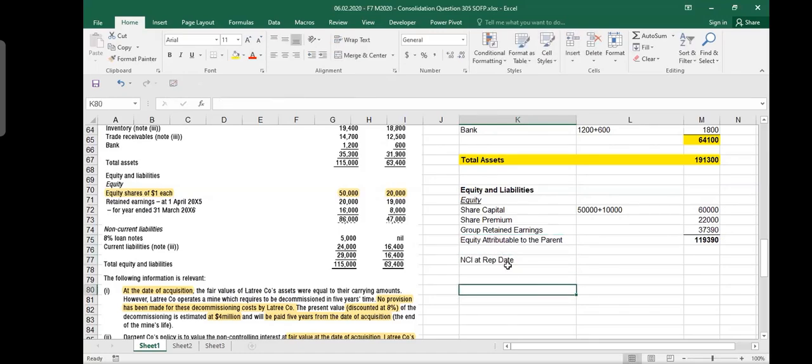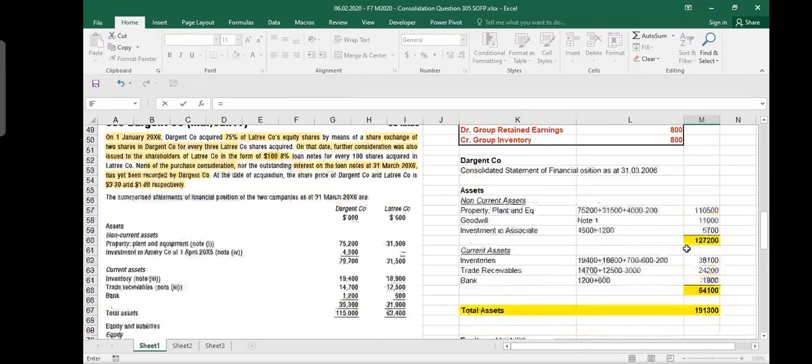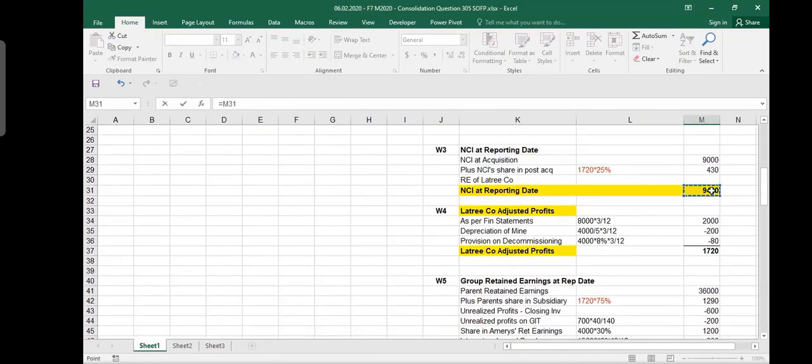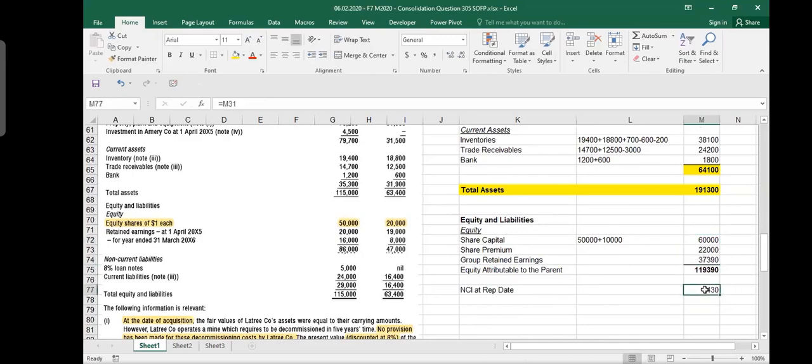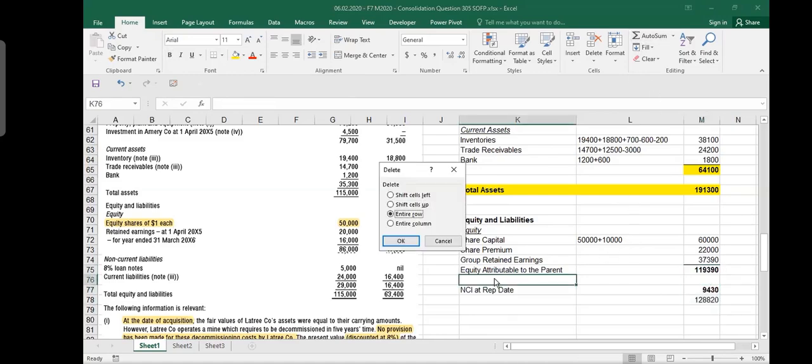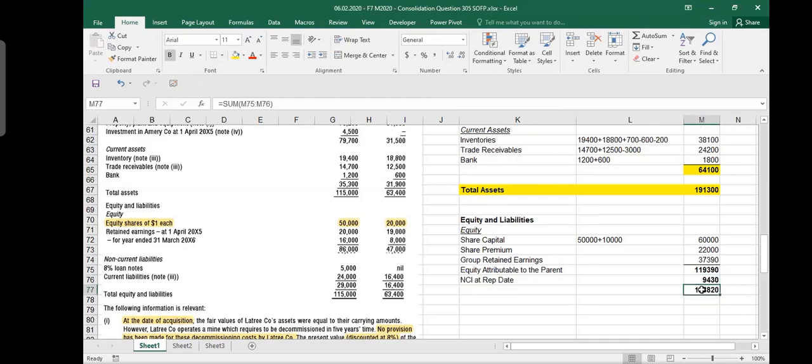So how much was the NCI in the group? The NCI at the reporting date we calculated before. Please do not forget that within the balance sheet you have to write down that this is the equity which belongs to the parent, and this is the part which belongs to the NCI. So this also must be shown. And after you do that, this is your total equity part. You can make a total or leave it like this, but I would prefer to make a total. So I'll call it total equity. Within the total equity, some part belongs to the parent, some part belongs to the subsidiary, and this is one number. The equity is 128,820.